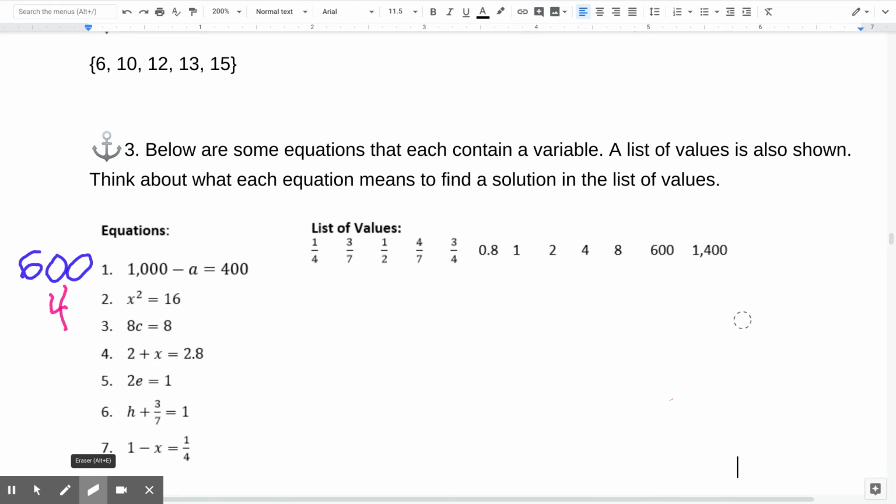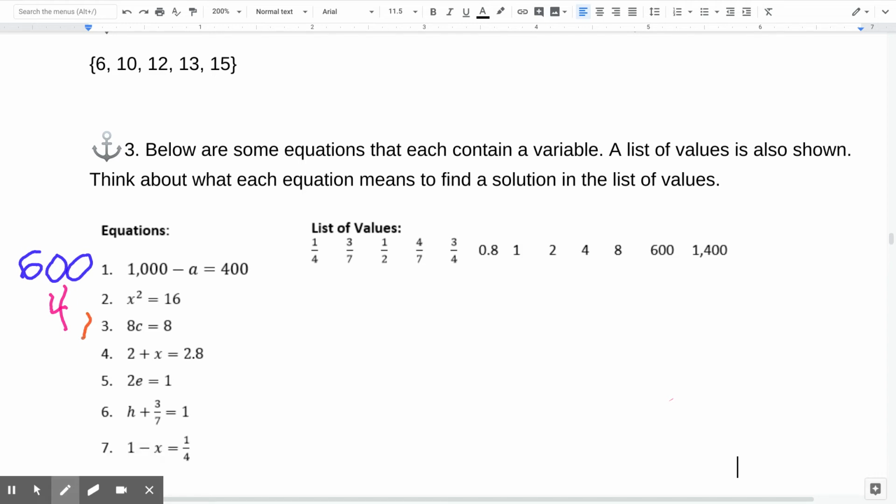All right, so for 3, I'm looking at 8 times c equals 8. Well, I can do that one super fast in my head because the only thing that I can multiply by a number and get that number itself is 1. So the answer to number 3 must be 1.